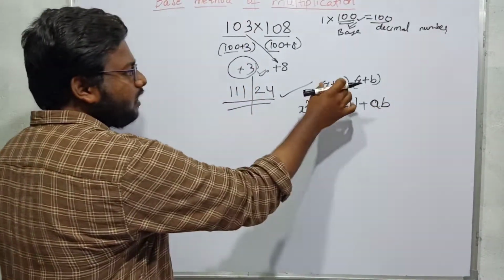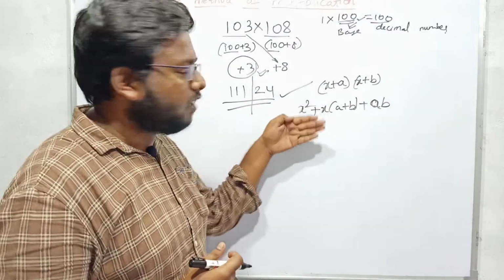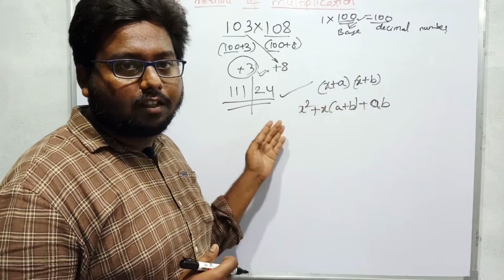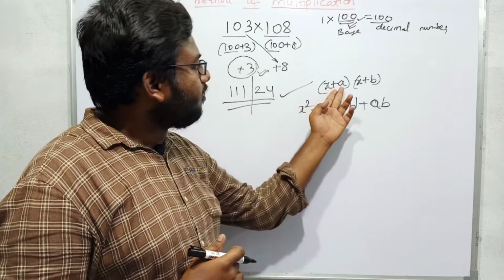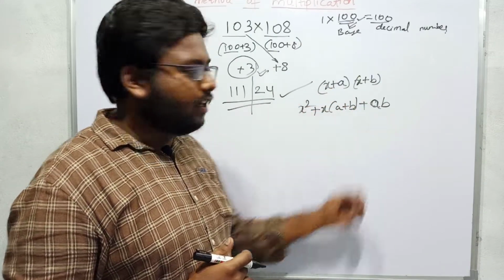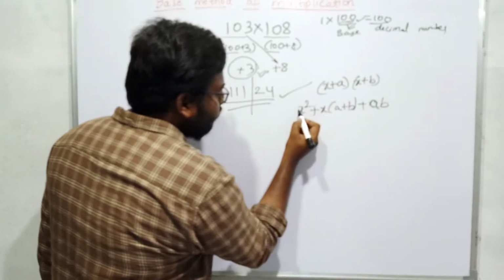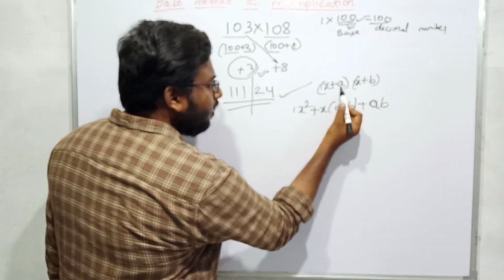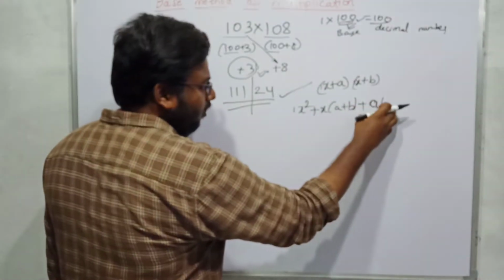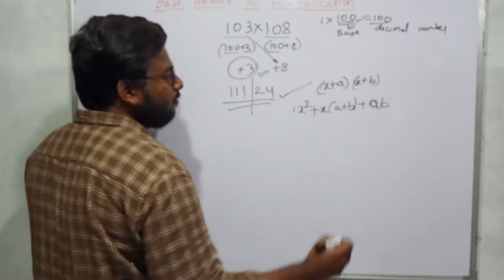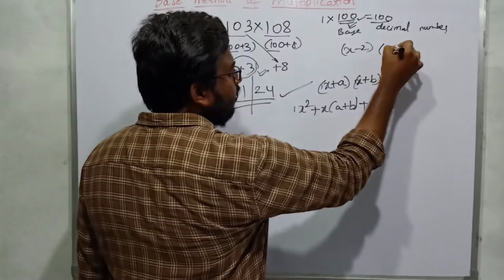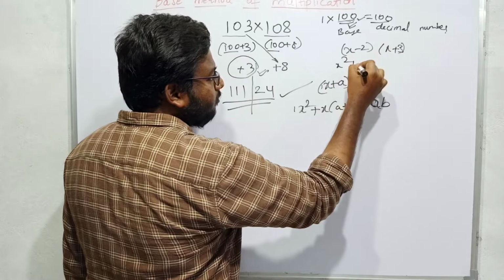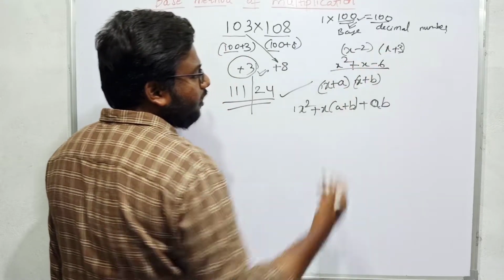Then whenever you see x plus a into x plus b, you get the result x square plus x into a plus b plus ab. If you see x minus a into x plus b, then you write x square plus x into b minus a, minus ab. So what I want to say is, the x square coefficient is 1 because the x coefficient in each bracket is 1, and the x coefficient is the sum of a and b, and the constant is the product of a and b. If I take one example like this, x minus 2 into x plus 3, then x square plus x, since minus 2 plus 3 is plus 1, minus 6, because minus 2 into 3 is minus 6.